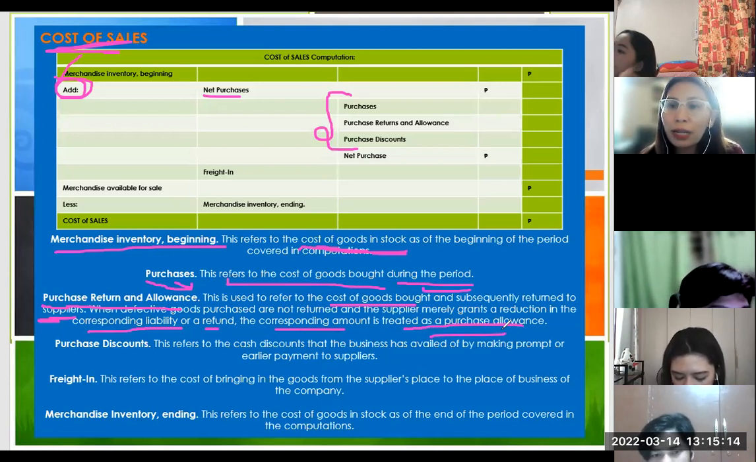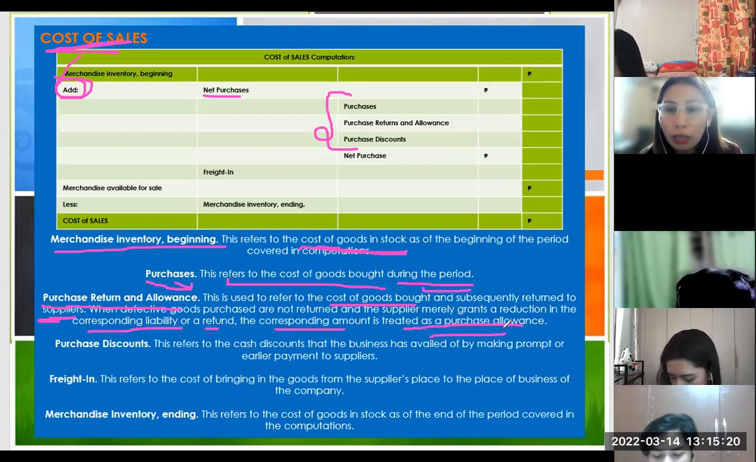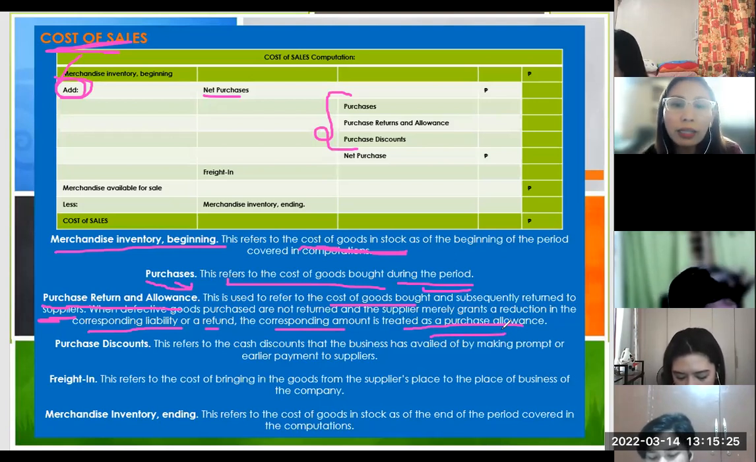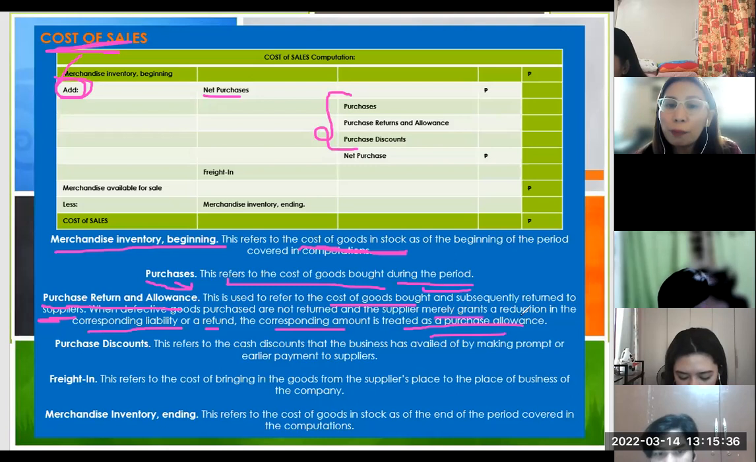Okay, once na may binili tayo at hindi natin maibalik yung mga defective goods na yon, yung mga products that needed to be returned, and there are times na hindi natin siya maibalik sa ating supplier na binilihan, ang sabi dito, supplier merely grants a reduction. Okay, sino ba yung supplier? Yung pinagbilihan natin ng ingredients, ng mga products, grants a reduction in the corresponding liability. Reduction, ibig sabihin pinapababa yung liability natin.